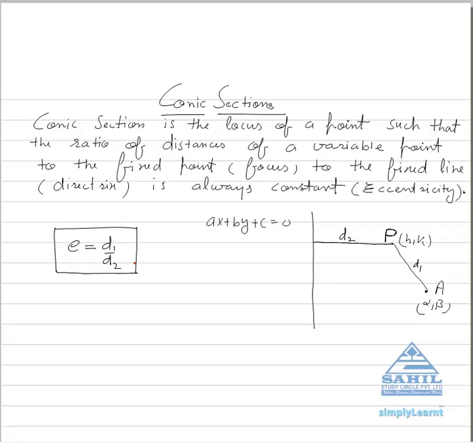That fixed point, right now that fixed point is A, is called the focus, and that fixed line is called the directrix. Okay, and P is the variable point. The distance of this variable point from the fixed point is d1, and the distance of the variable point from the fixed line is d2. This ratio is always constant, that is e. So e is equal to d1 by d2. Here this e is called the eccentricity.